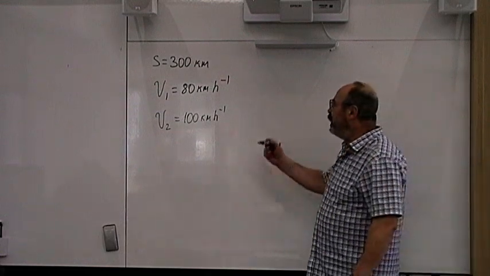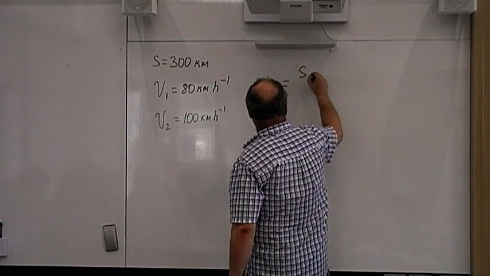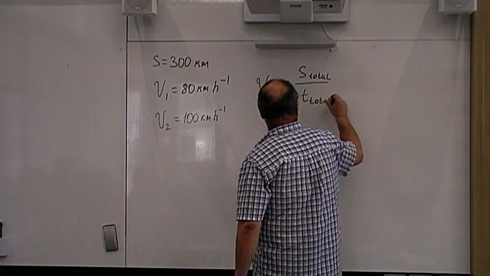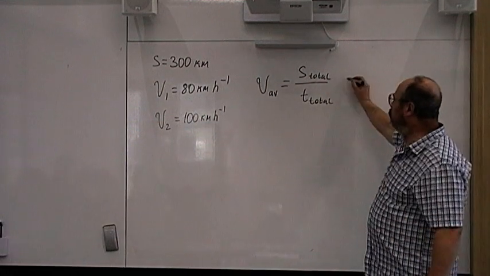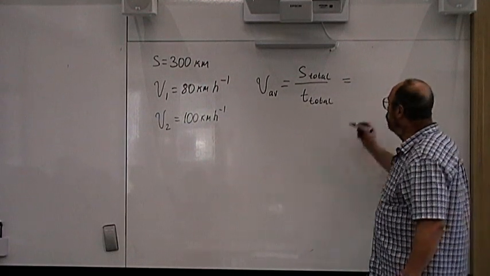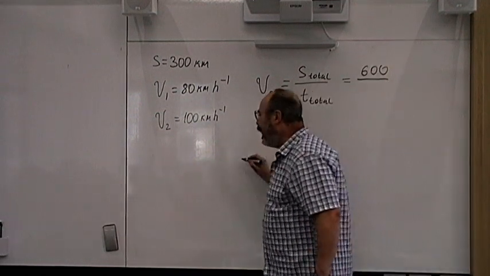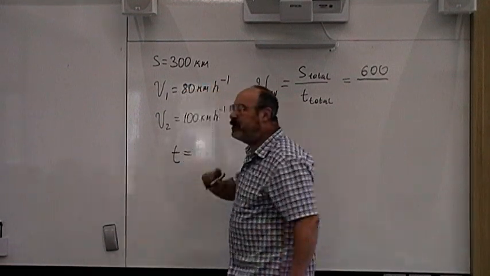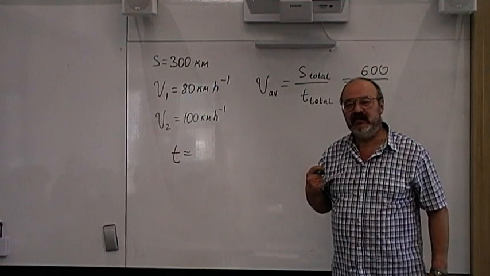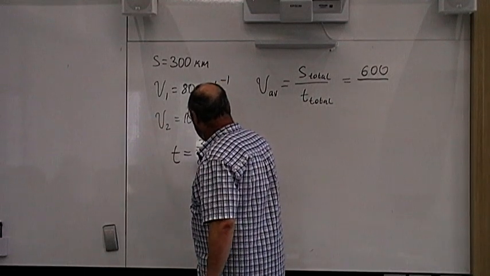To find the average speed, we need to divide total distance over total time. What is the total distance? 600. 300 there and 300 back. Time: how long will it take to get there? How do we find time if you know distance and speed? 300 over 80. We divide the distance over speed. That's the time there.